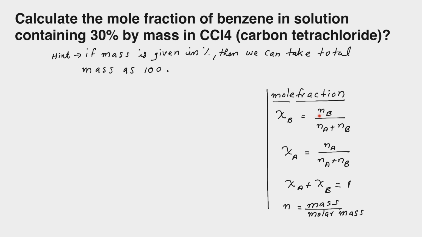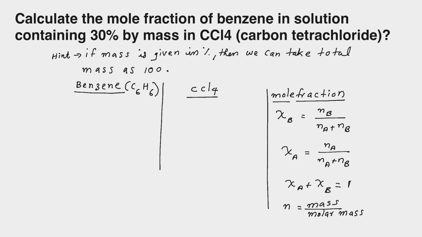Also, you must know these equations. Mole fraction of a particular component is equal to the number of moles of that component by the total number of moles. For example, chi B is Nb by Na plus Nb. Chi A is Na by Na plus Nb. And if you add the mole fractions, you are getting 1. And number of moles is equal to mass by molar mass. If you know this point and these equations, this question is very, very easy.